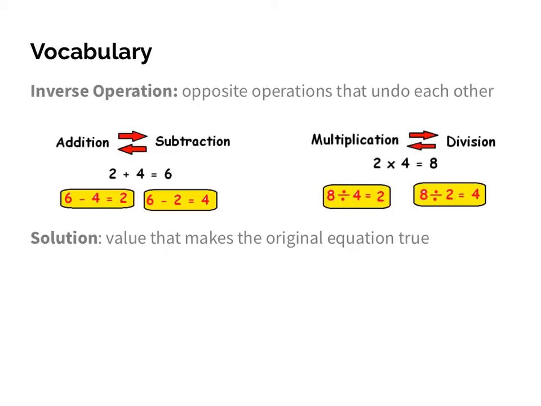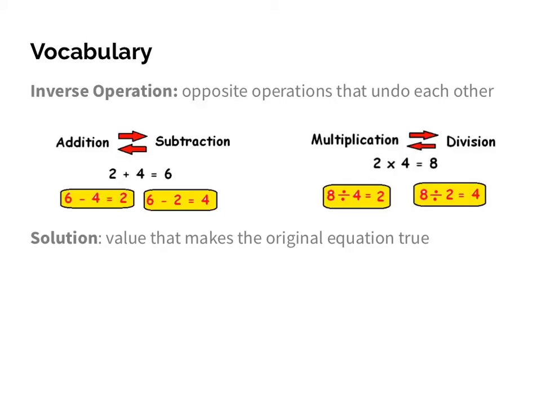Our goal when we solve an equation is to try and get the variable that we're trying to figure out, whether it's x, whether it's y, whether it's whatever letter we want to use. Our goal is to isolate that value to figure out what that thing is. Again, we're trying to figure out what that value of the variable is so that the equation remains true.